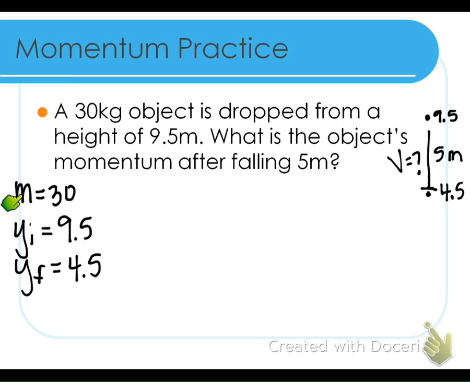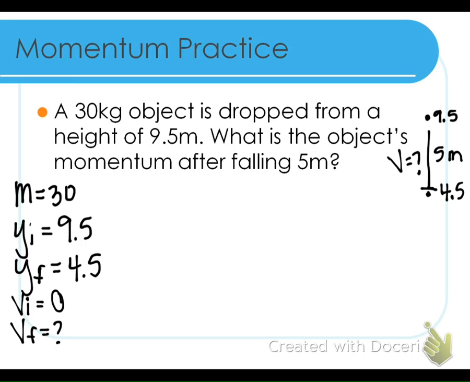All right, so I started compiling my list here on the side. We know our mass. We know our initial height was 9.5 meters. We know it fell 5 meters down to a height of 4.5 meters, so that's my y final. What's my initial velocity of a dropped object? 0. Okay, so my velocity initial is going to be 0. My velocity final is what we're solving for.